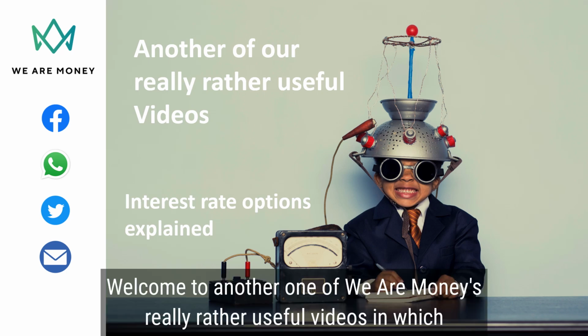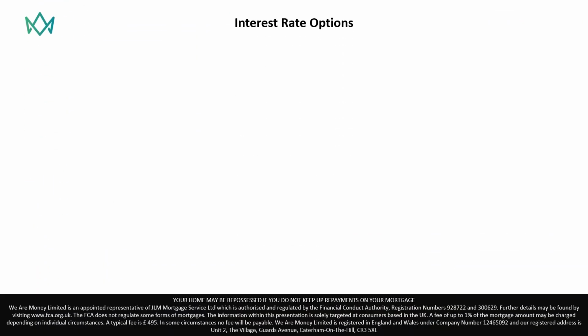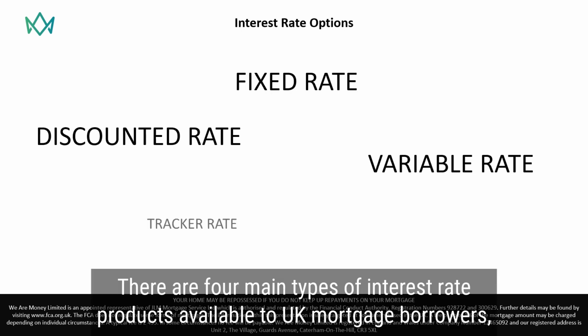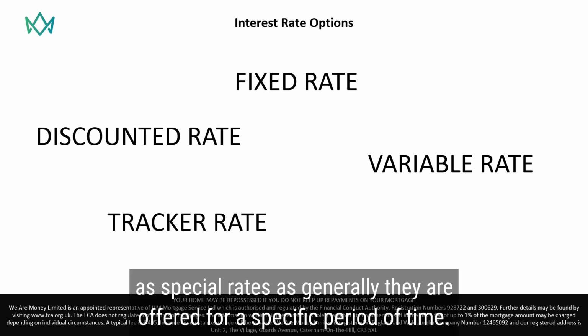Welcome to another one of We Are Money's really rather useful videos in which we'll explain the different types of interest rate options for mortgages. There are four main types of interest rate product available to UK mortgage borrowers: fixed, variable, discounted or tracker. These rates are referred to as special rates as generally they are offered for a specific period of time.